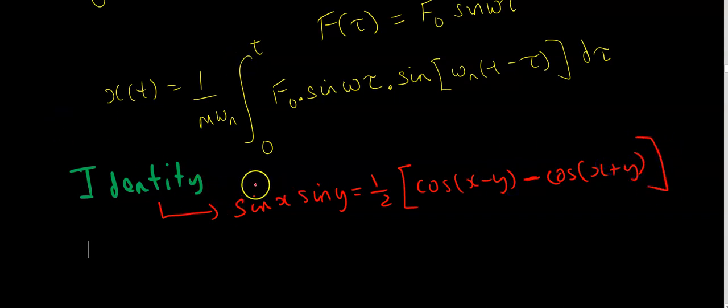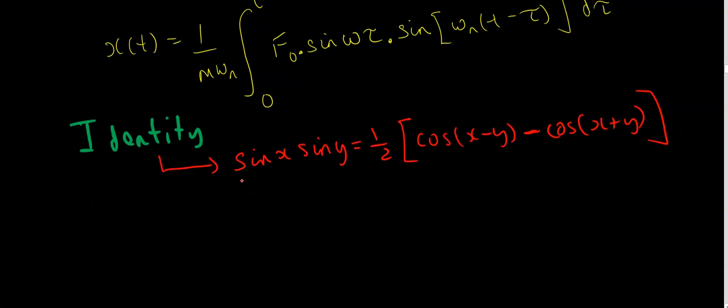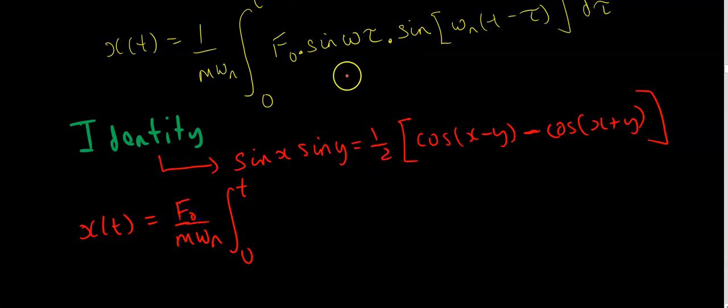And if I use that identity, you can recognize that x(t) is going to be equal to 1 on m omega_n, the integral from 0 to t. F naught comes on the outside, right? So maybe I could just put F naught out here. And the 2, which remember I'm going to use in that identity, can also be on the outside, can't it? Yeah. So now we can use the identity.